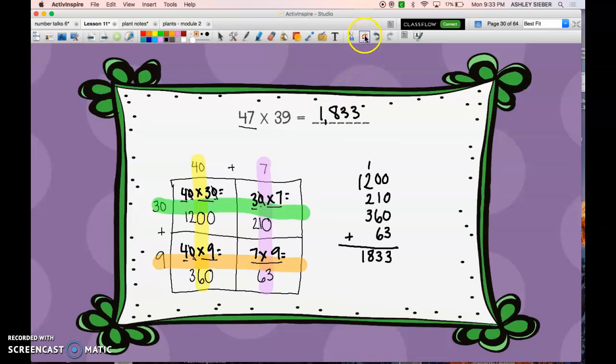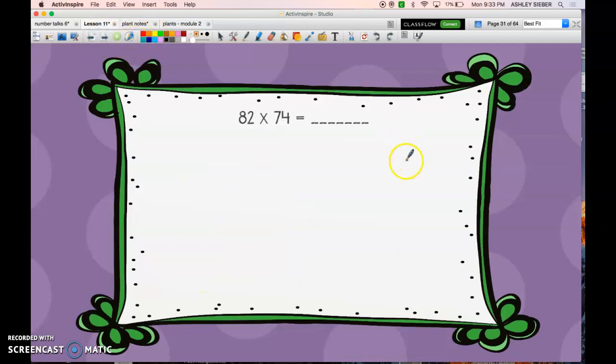All right, time to try one on your own. I want you to multiply 82 times 74 using the area model, then check your work with somebody sitting beside you.